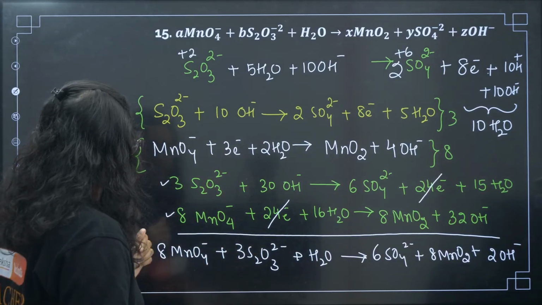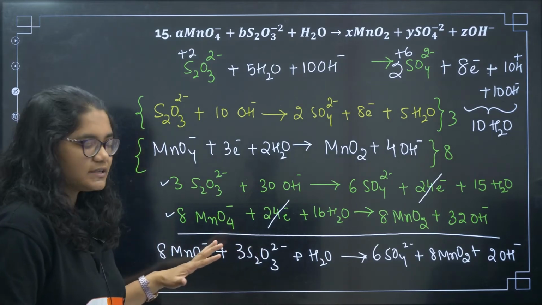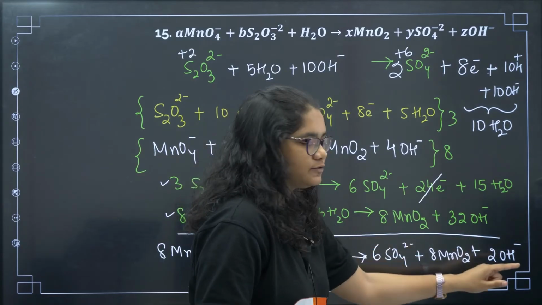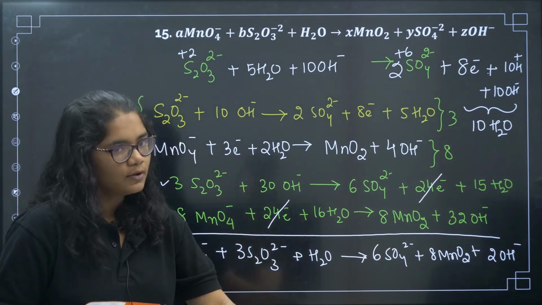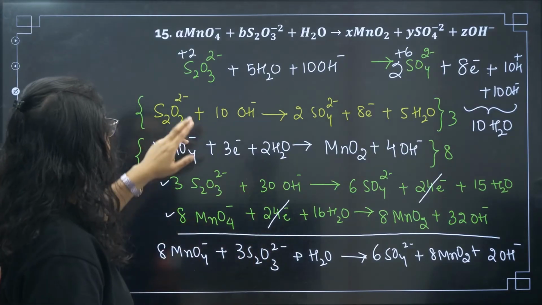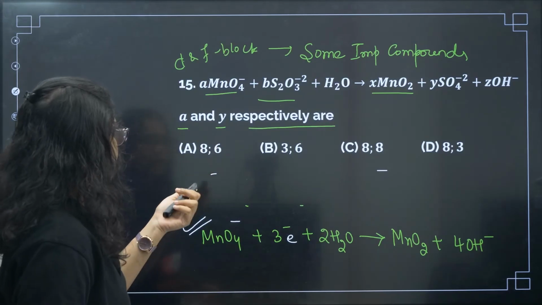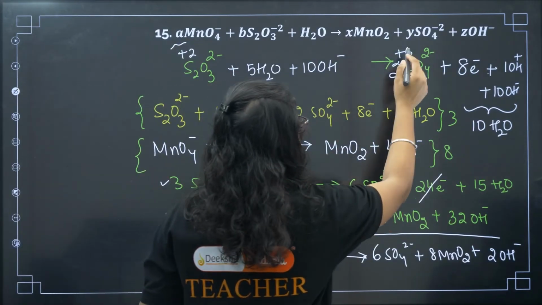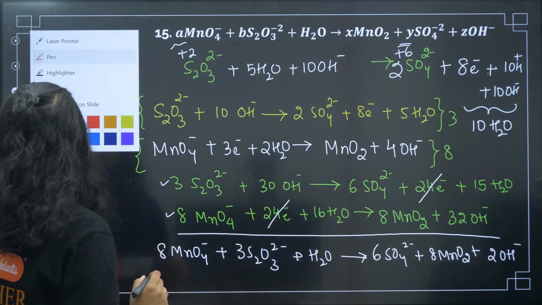Now let us talk about the charge. Here it is minus 8 and minus 6, so total charge is minus 14. Now here, 6 2s are minus 12 and minus 2, again minus 14. So total minus 14, that is also balanced. So now we can answer this question. The question was to find out A and Y. Okay, so A is the coefficient of MnO4 and Y is the coefficient of SO4. So A is this one.